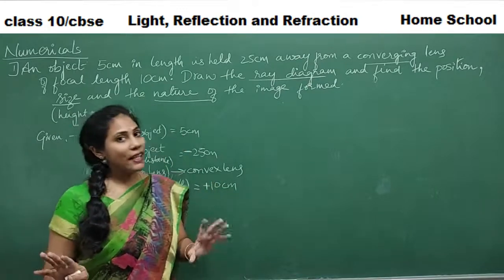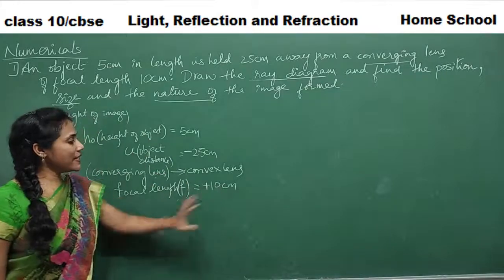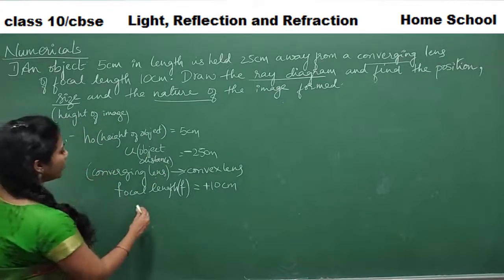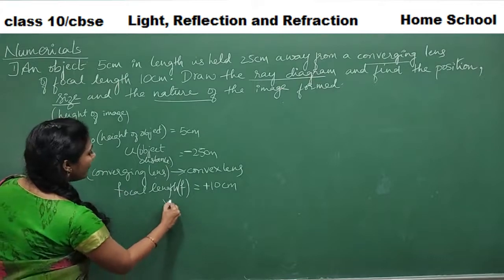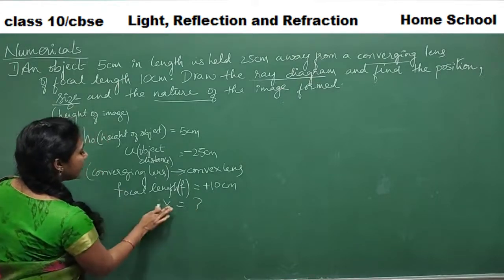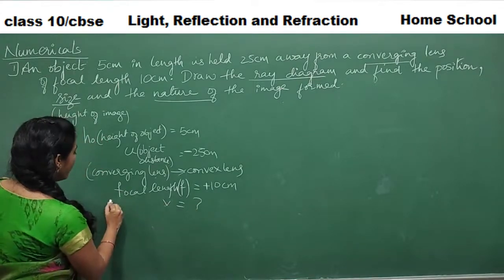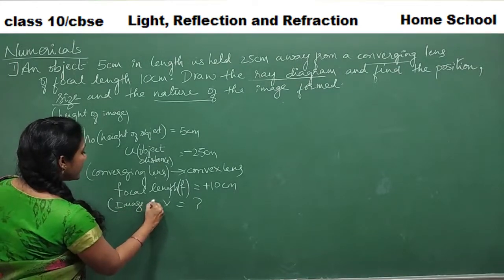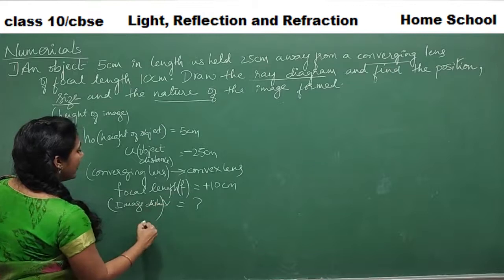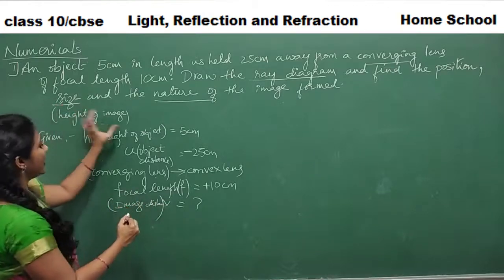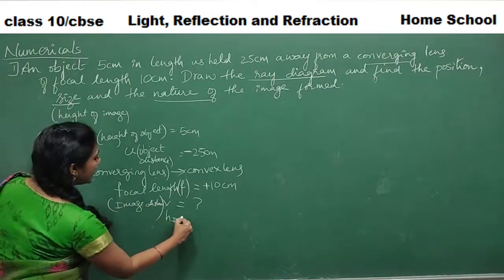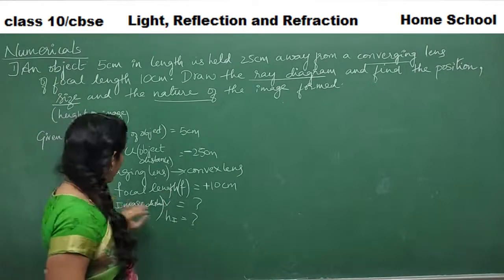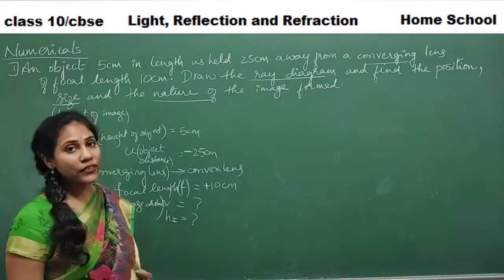Just one brief idea I'm giving you. Say it is plus 10 centimeter. Okay, fine. And what they are asking you to calculate is the V value. What is V here? V is nothing but image distance. Image distance they are asking, and then height of the image, that is HI, they are asking. So these are the two things we have to calculate and show. One is image distance, other one is height of the image.